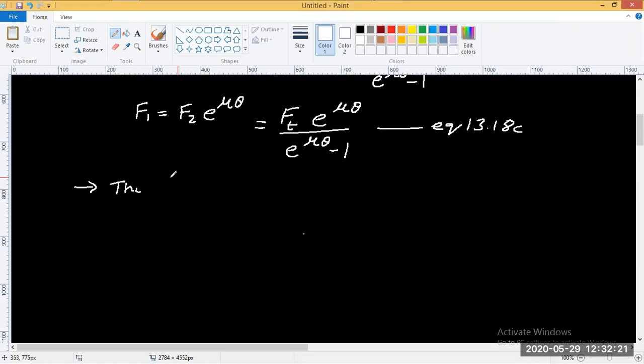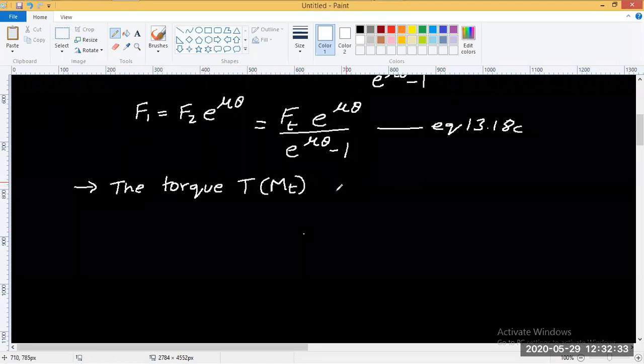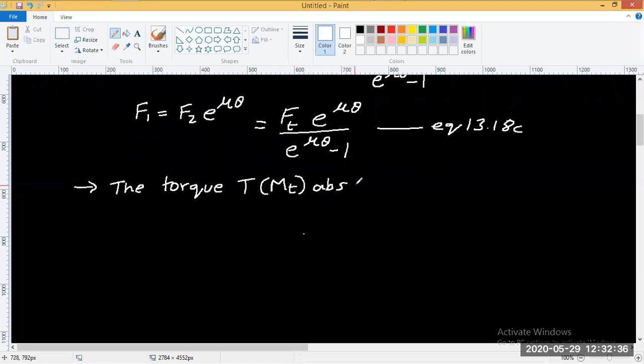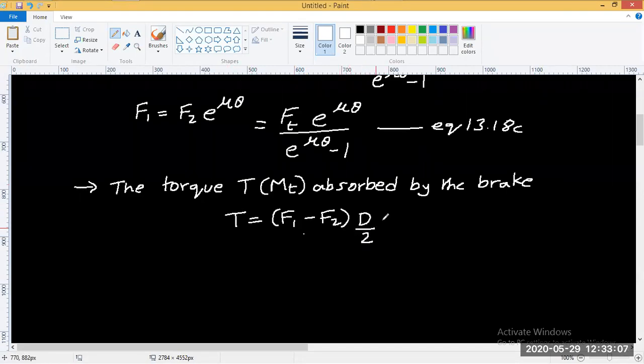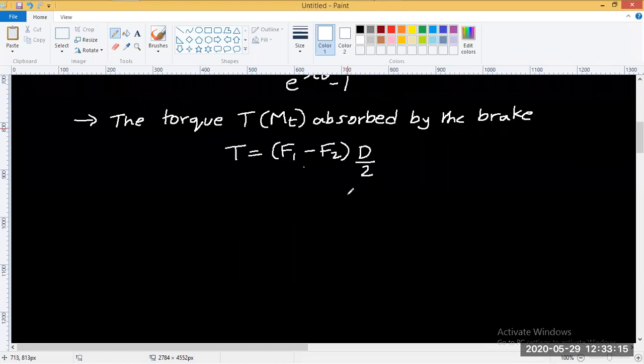So the torque T, or you can also write MT. T is what is given in the red handbook. Torque absorbed by the brake is T equals, and this equation also I think you might remember from belts. This is F1 minus F2 into D by 2, where D is the diameter of the drum. In the previous case it was R, I guess, when we did it for the belts, for the pulley and stuff.